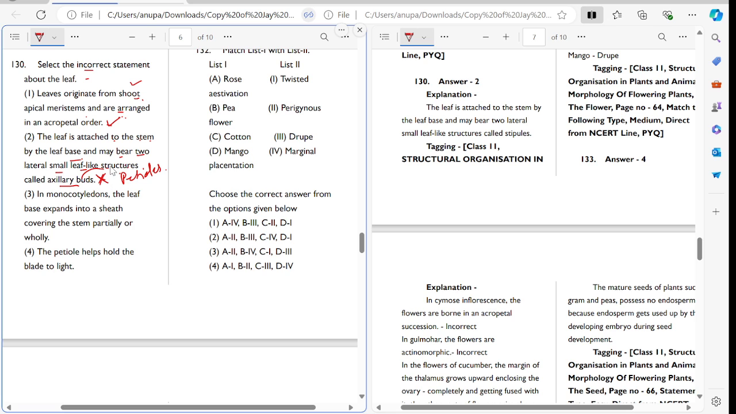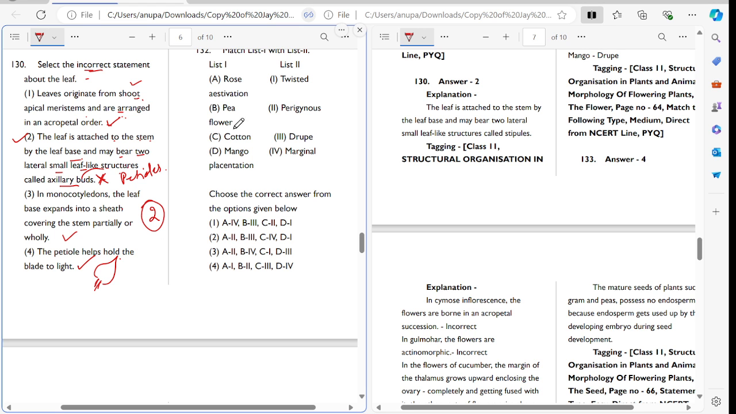Now let's move to the other statements. In monocots, the leaf base expands into a sheath covering the stem partially or wholly. This is also a correct statement. And the fourth statement is: the petiole helps hold the blade to light. This is right. This is the blade, this is the leaf and this is the petiole. It helps to hold the blade to light. This is correct. So the answer for this question is option number 2. We had to find the incorrect statement, and option number 2 is the incorrect statement.